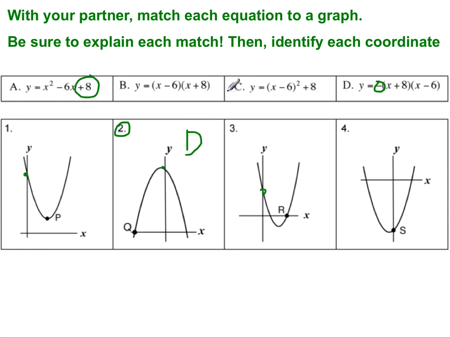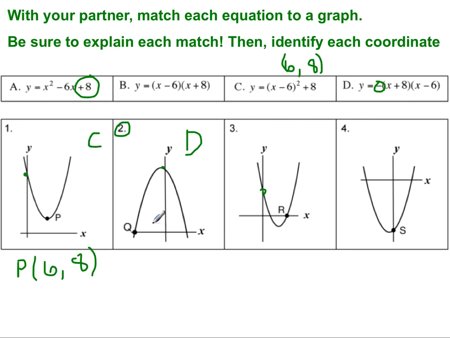I would then maybe look at C. C is vertex form. What do we have with the -6? We would have to change signs and keep signs. So 6, 8 would be the vertex. So that would mean quadrant 1. Here the vertex is not in quadrant 1, not in quadrant 1, not in quadrant 1. But here the vertex is in quadrant 1. So that would actually make point P be the vertex, which is 6, 8. Okay, so C goes here.